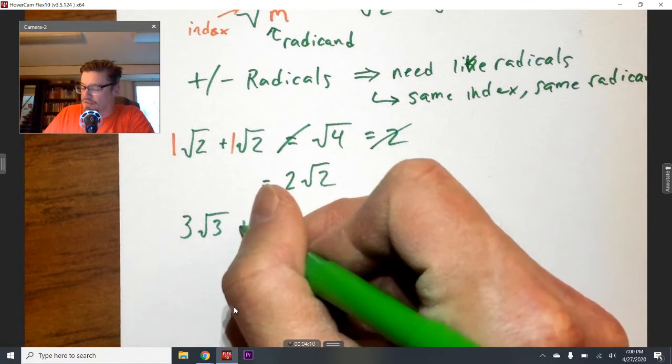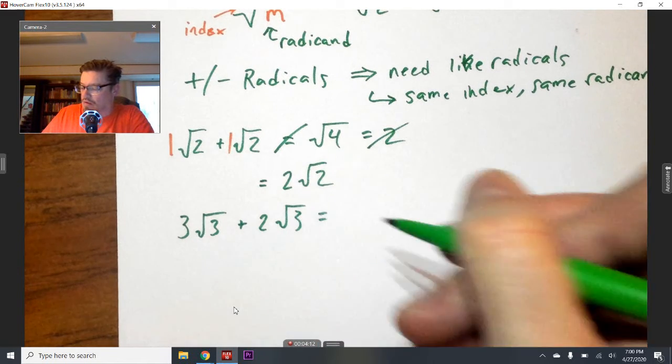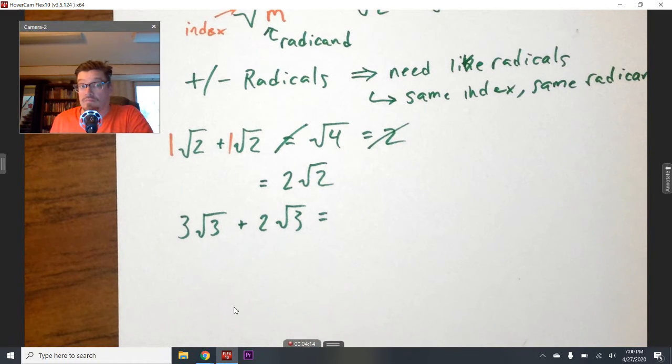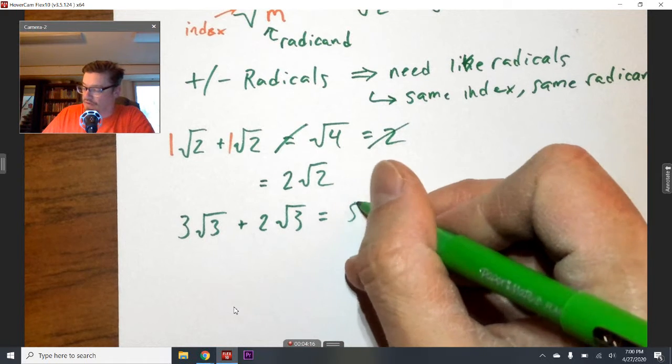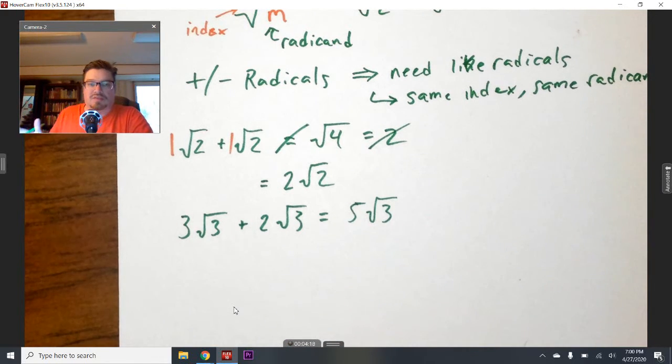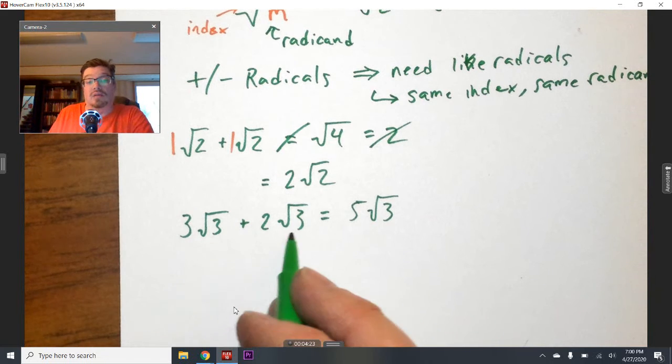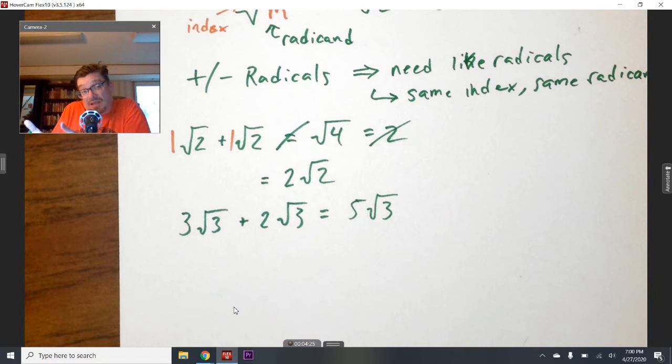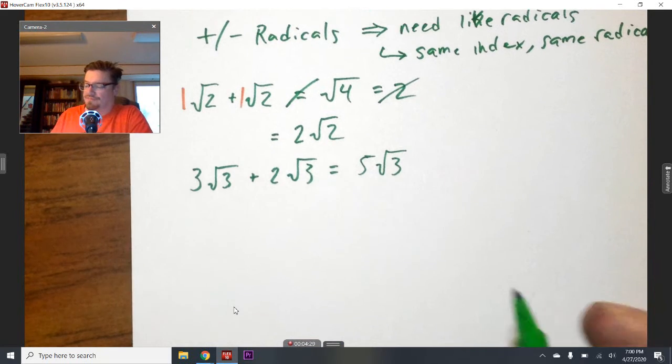I'm going to just give you some. Any idea? Right, 5 radical 3. Notice the radical doesn't change. There's just more of them. Here you had 3 of them, here you had 2 of them. If you add them together, you've got 5 of them. So that's pretty simple enough.